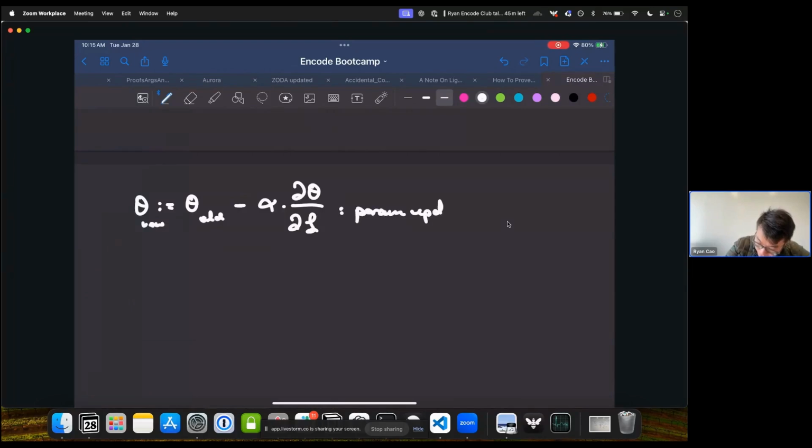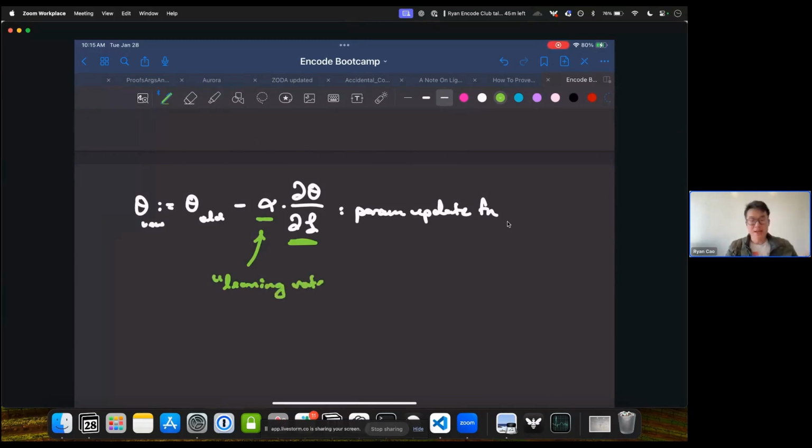And the whole idea here is that partial L, partial theta, you can think of it as the direction of greatest increase in the loss function. So if I change theta in this way, it will increase L the most. And therefore, if I subtract partial L, partial theta, scaled by this alpha, which is what we call the learning rate, so this is just a tunable parameter, it doesn't matter too much.